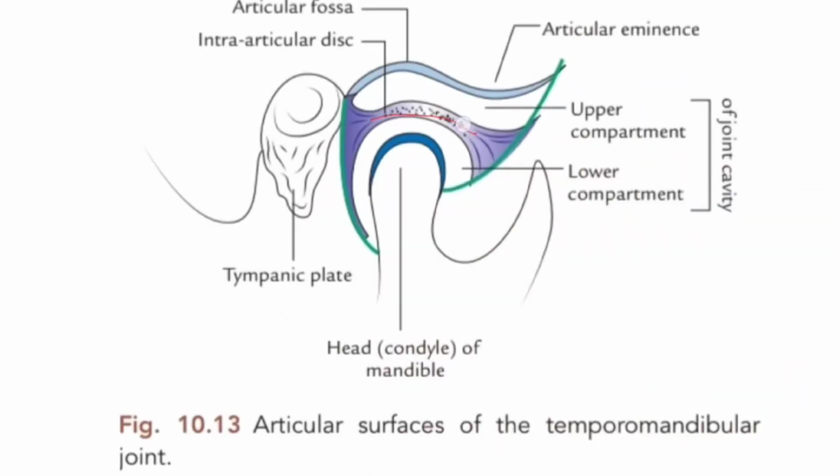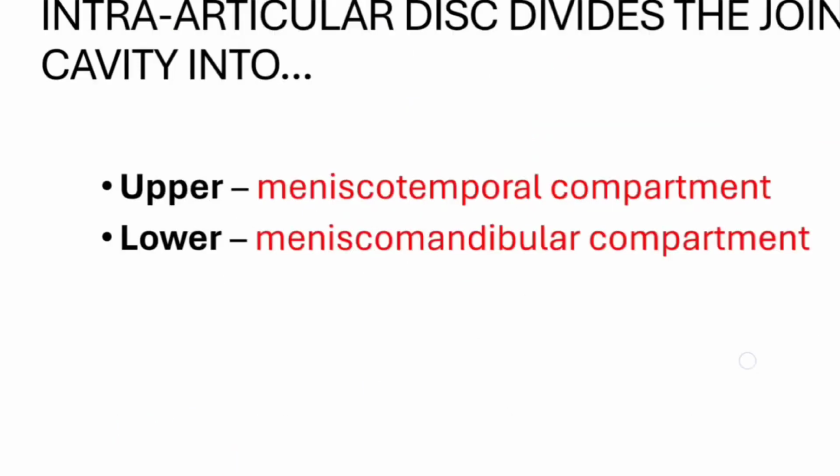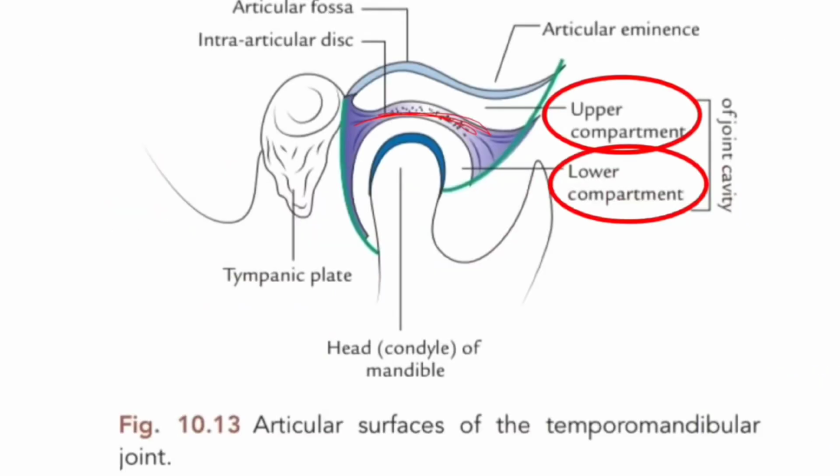So this is the articular disc. The cavity which is present above the articular disc is known as the upper compartment. The cavity which is below the articular disc is known as the lower compartment. The upper compartment is named the menisco-temporal compartment and the lower compartment is known as the menisco-mandibular compartment. As we see, above we have the temporal bone and below we have the mandibular bone.